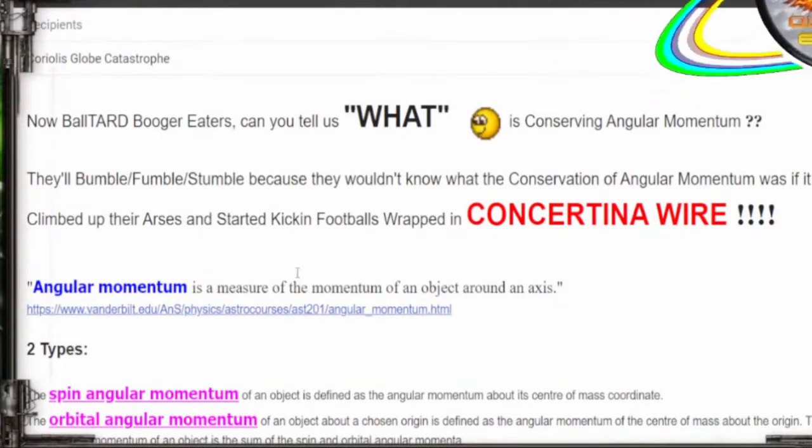Number 2, granting both, we're going to grant them both belly-laughing disasters to make this a lot more fun. We'll grant them A, the atmosphere spins with the Earth, which is a tear-jerking belly laugher. And then we're gonna grant them the conservation of angular momentum they just conjured from Wiki, that they have no clue what it is. They just say it. Sounds science-y. We're gonna give them both of those. Now, baltard booger eaters, can you tell us what is conserving angular momentum specifically, please? I want to know that. They'll bumble and fumble and stumble because they wouldn't know, like I said, what the conservation of angular momentum was if it climbed up their arses and started kicking footballs wrapped in concertina wire. You already know that so far.